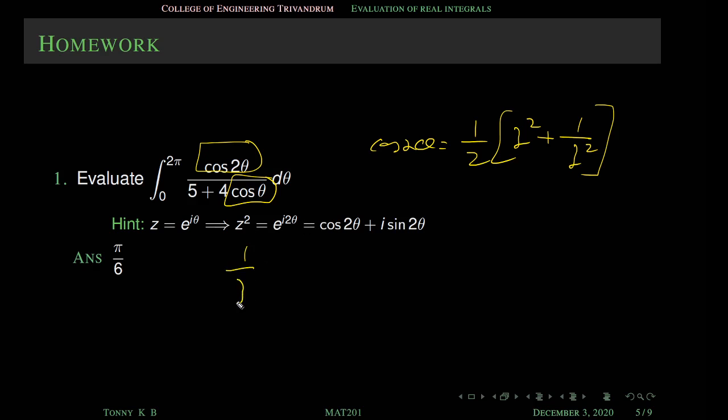Because z square is e raised to I 2 theta. So what about 1 by z square? That is 1 by e raised to I 2 theta. This is e raised to minus I 2 theta. Okay, we know that e raised to minus I 2 theta is cos 2 theta minus I sin 2 theta. So that's why z square plus 1 by z square is 2 times cos 2 theta. Okay, that's why we take it 2.